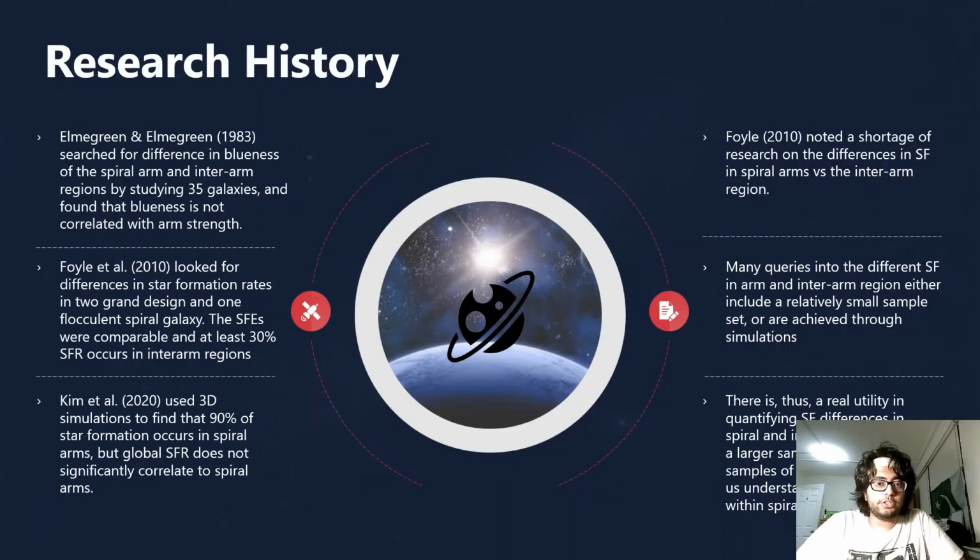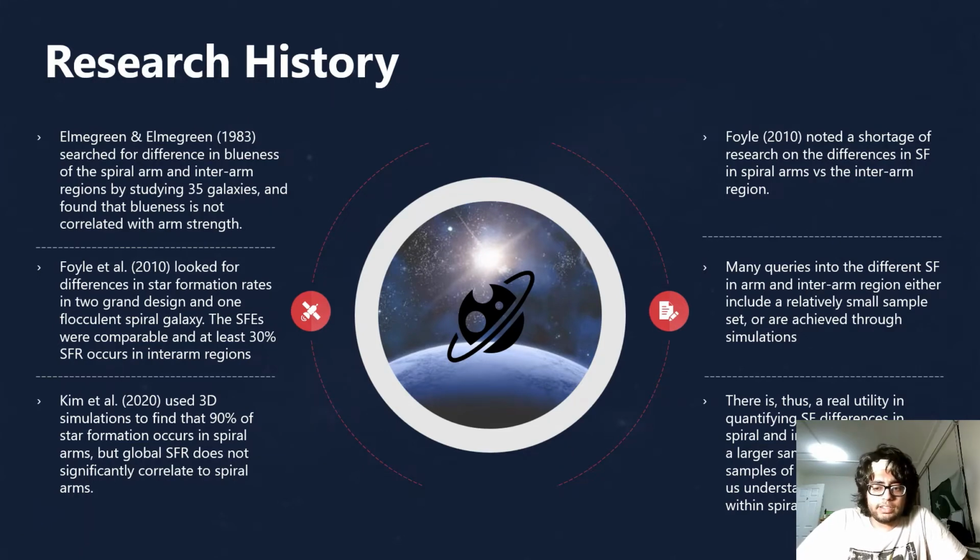And so there's been a rich history of conversation in the astronomical community where people are trying to figure out what theory or what combination of the theories fits observation the best. So we have Elmgreen and Elmgreen in 1983, who searched for the difference in blueness in the spiral arms and the non-spiral regions, or the interarm regions, in 35 galaxies.